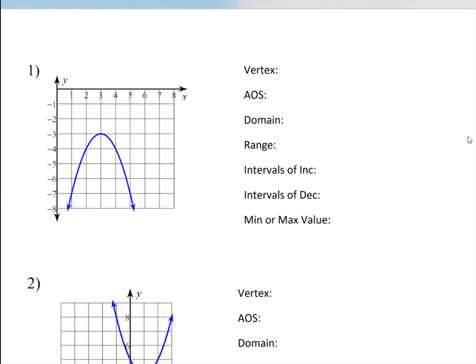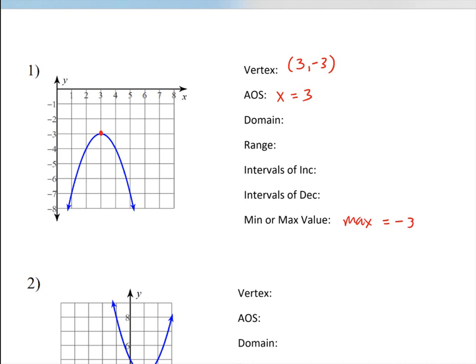Okay, so let's put this whole lesson together. We have this parabola right here. First, let's find all the things that we are already familiar with. We know what the vertex is. The vertex is right here, so the coordinates are (3, -3). The axis of symmetry is going to go through the x value of the vertex. We know this is going to be x = 3. That's the equation. Domain and range we'll get to in a moment. Intervals of increase and decrease, we'll get to in a moment. Minimum or maximum value: the vertex is the highest, so we're going to have a max, and that number is -3, which is the y value of the vertex. So this is all old information.